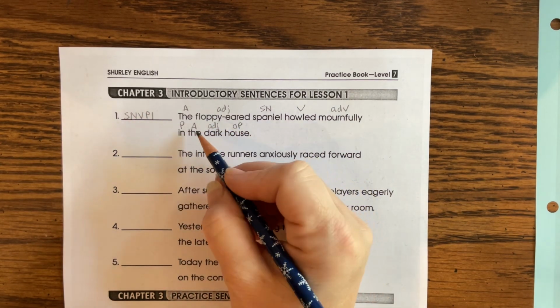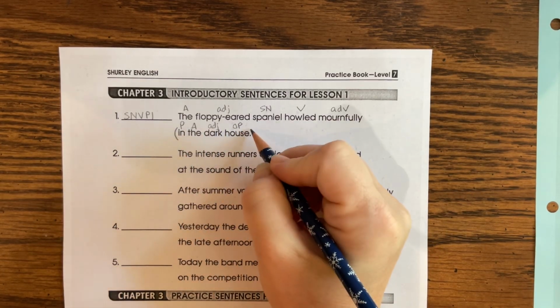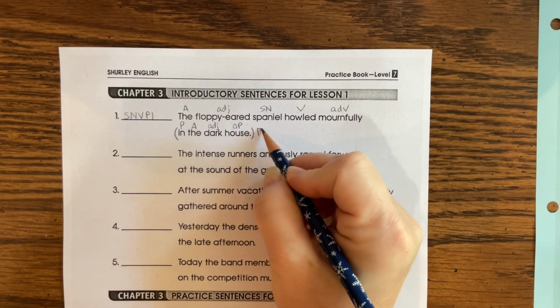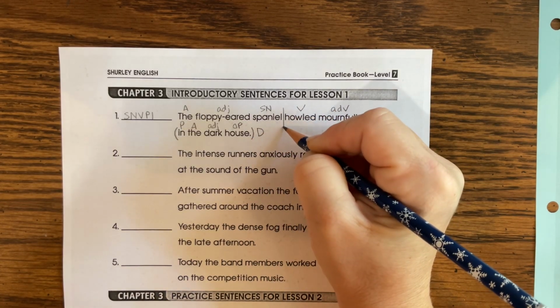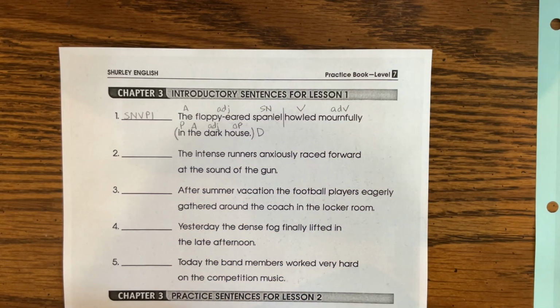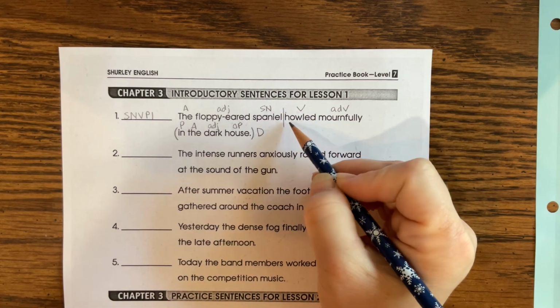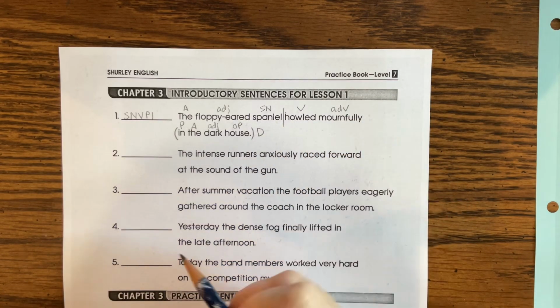Now remember, we say check because we're checking for the prepositional phrases. So I'm going to go across. In the dark house, prepositional phrase. Period, statement, declarative sentence. Go back to the verb. Divide the complete subject from the complete predicate. Is there an adverb exception? No. Is this sentence in natural or inverted order? Natural, no change. Now remember, an adverb exception just means that there would be an adverb right here before the verb. If it said mournfully howled, that would be an adverb exception because it would be before the verb.